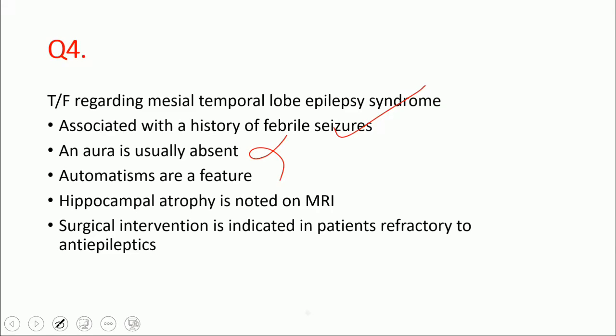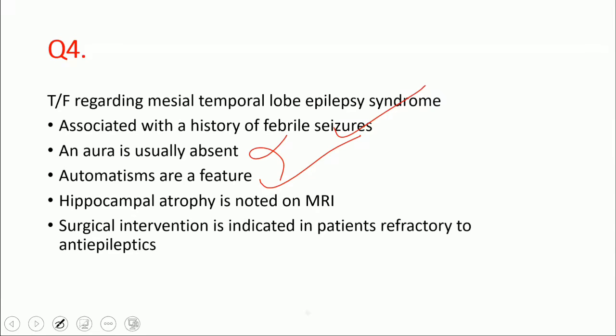A typical feature you see in these people is automatisms like eye blinking and lip smacking, which are very, very common. So automatisms are a feature. That is true. This can include fluttering of the eyelids, lip smacking, that sort of thing.